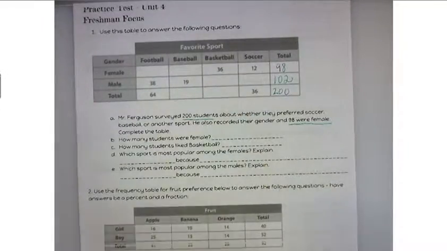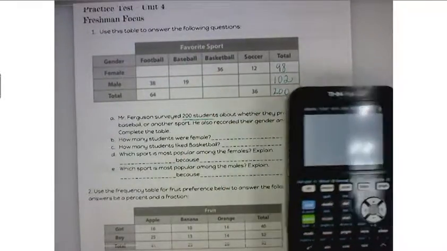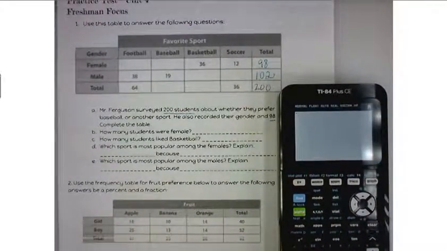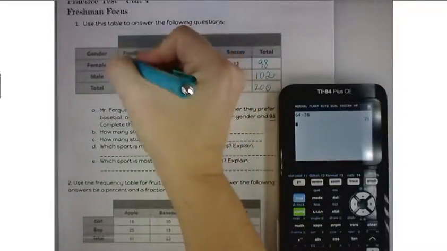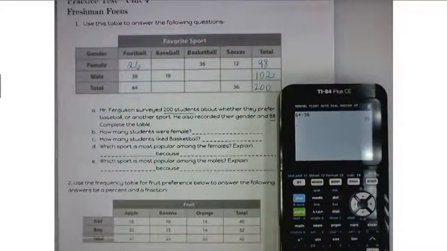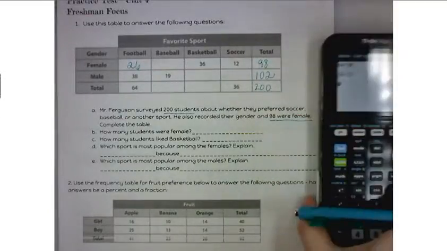Okay. Now let's go over to football. We don't know how many females preferred football. We do know 38 males preferred football. We know 64 people total preferred football. So I'm going to do 64 minus 38. That's going to give me 26. I'm going to go over to soccer. Over here, I see that 12 females preferred soccer out of 36 total students. So I'm going to go 36 minus 12. That's going to give me 24.